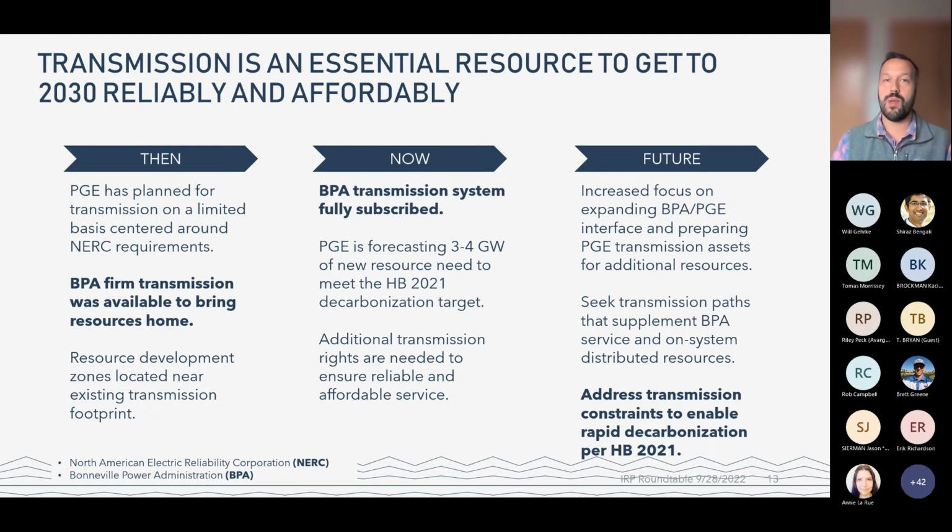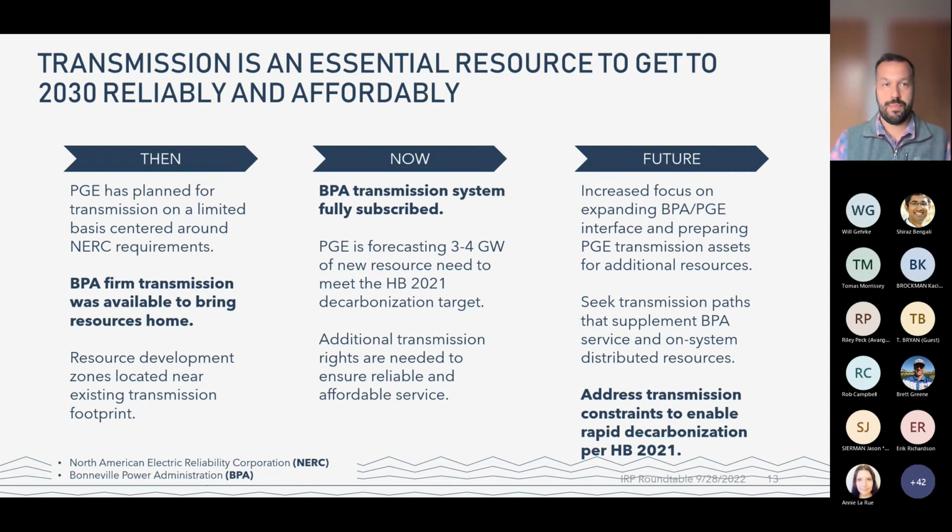Great question. So that is just PGE's initial forecast, and we will continue to refine that in the IRP that we file early in 2023. We'll have the actual number of resource procurement need that we're forecasting. But our initial sense and what we've shared publicly so far is that just PGE will likely need between 3 to 4 gigawatts of new resources to meet the 2030.